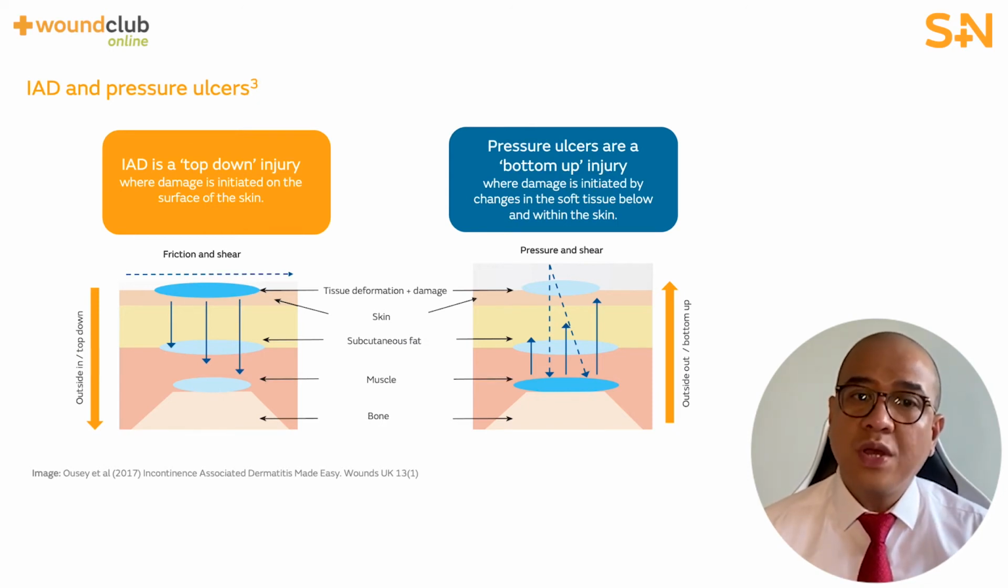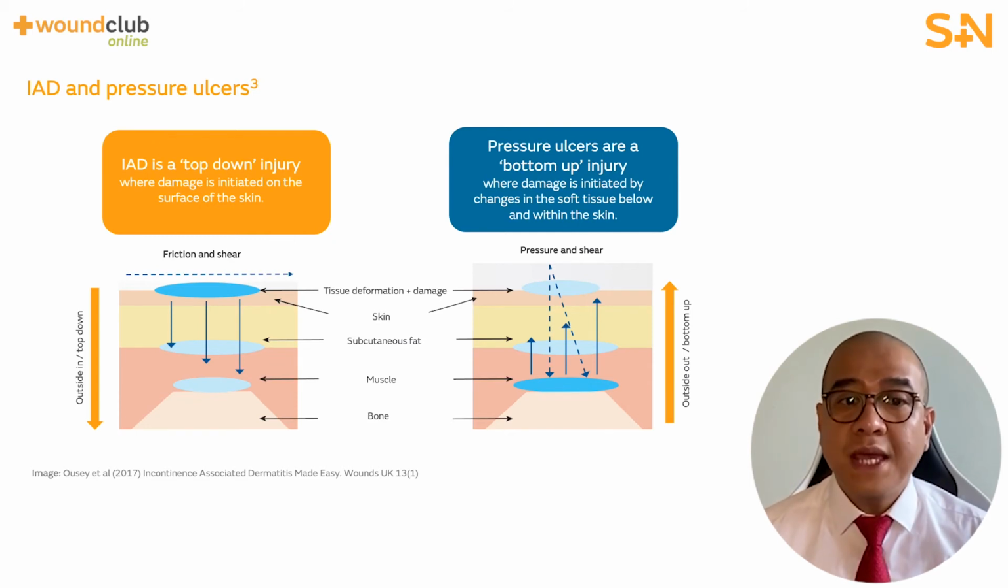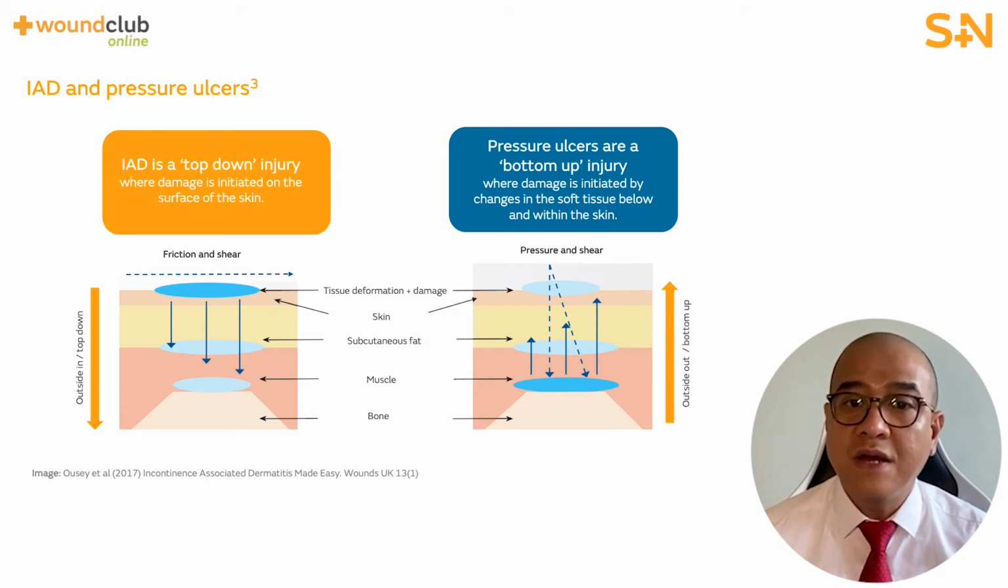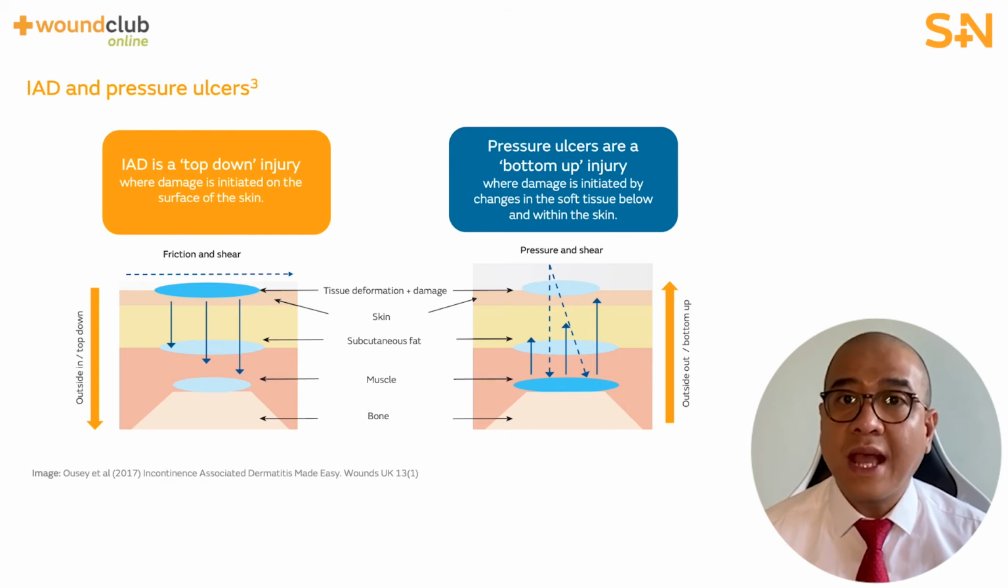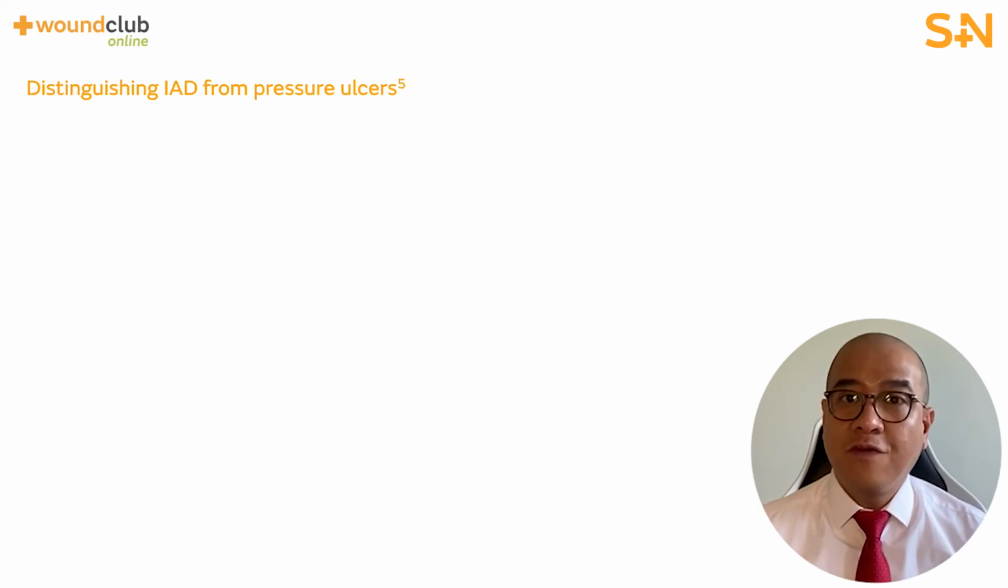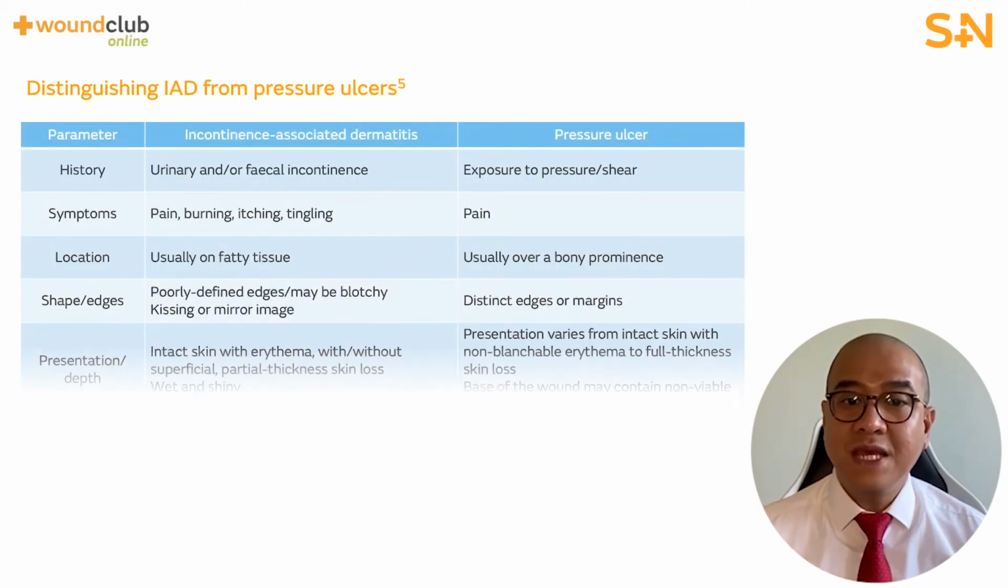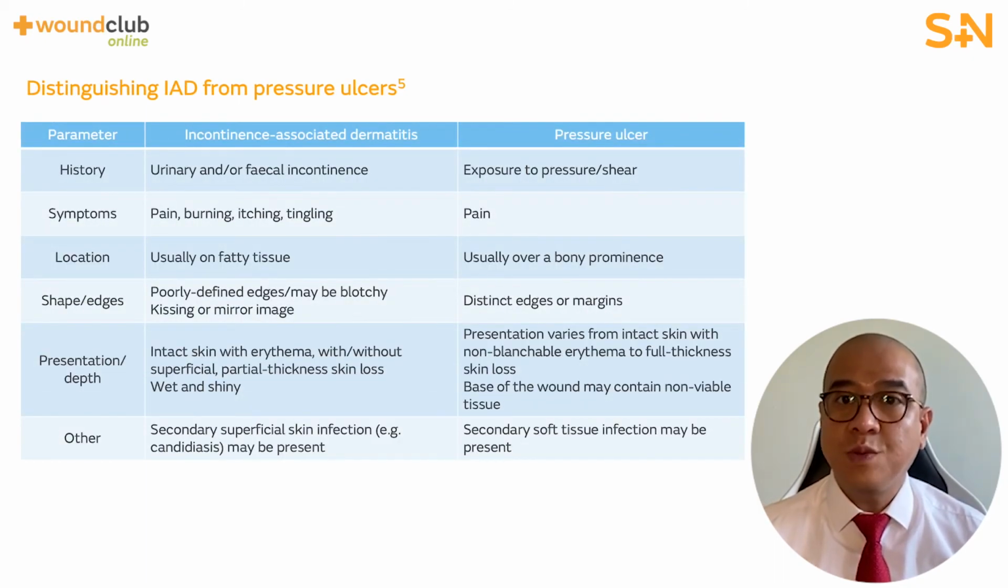Now, moisture-associated skin damage, and IAD as an example, should be counted and reported in addition to pressure ulcers. However, in cases where skin damage is caused by a combination of moisture and pressure, it must be reported based on the category of pressure damage. This table from Beekman in 2015 presents the key differences between IAD and pressure ulcers across a range of parameters.